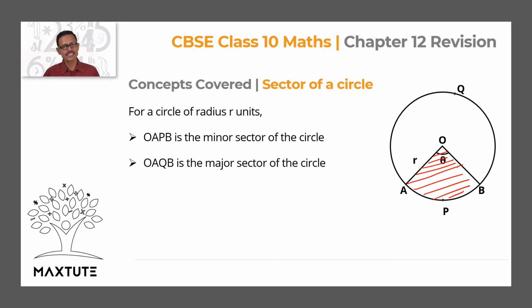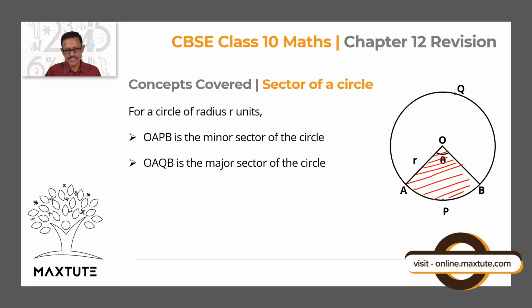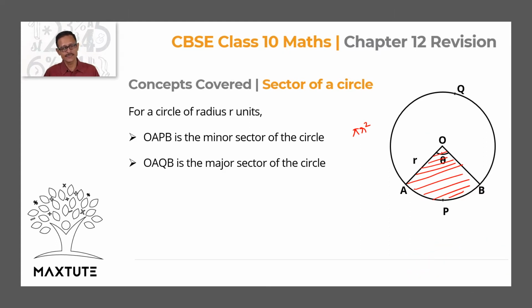The part of the circle that I left unshaded is called the major sector. So this is OAQB. This is the major sector, right? OAPB is a minor sector. OAQB is the major sector. How do we find out the area of the minor sector? Area of the circle is equal to pi r square. The angle subtended by the circle is equal to 360 degrees. This sector, the minor sector, subtends an angle of only theta. So the area of the sector is going to be theta by 360 into pi r square.